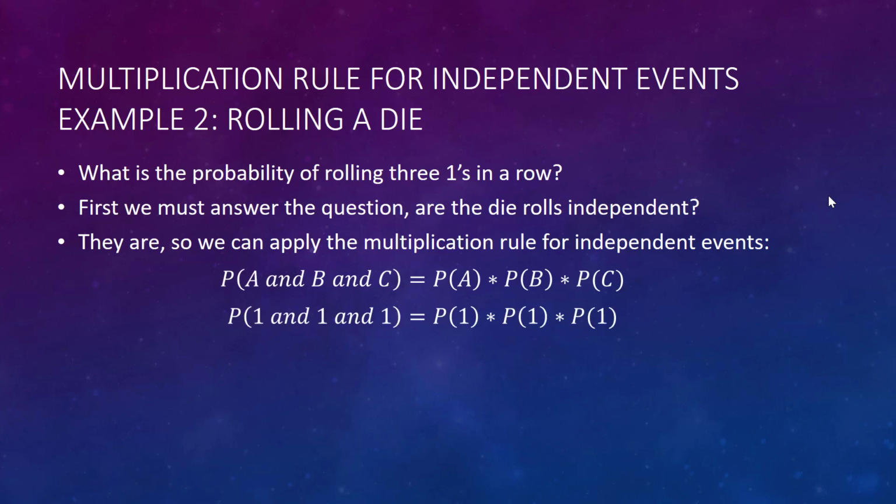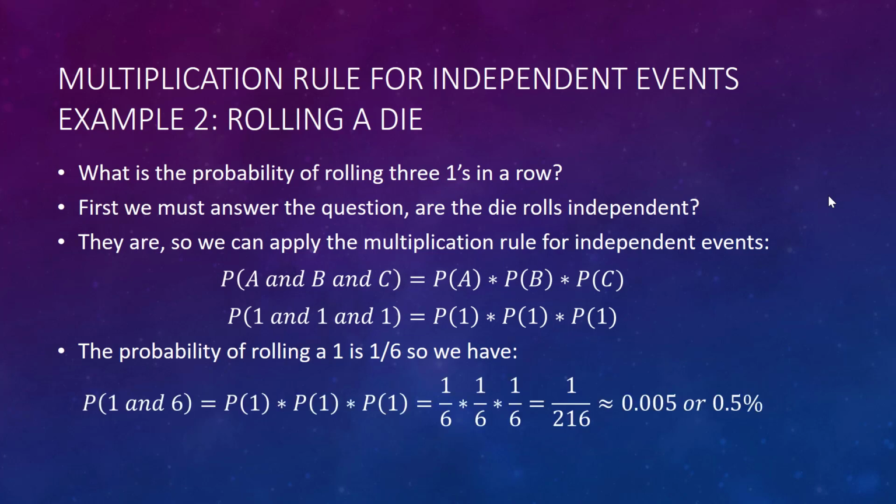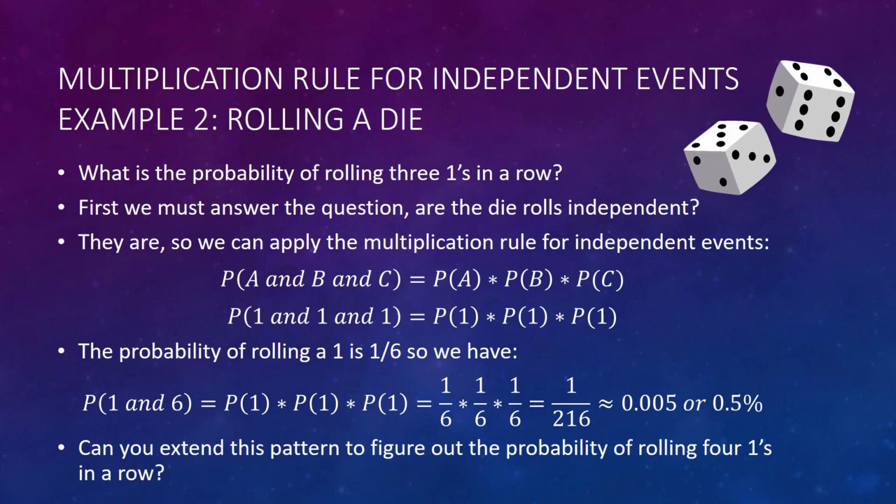Putting that into the context of this problem, we see that the probability of rolling a 1 and then another 1 and then another 1 after that is the probability of rolling a 1 times the probability of rolling a 1 times the probability of rolling a 1. So remember, the probability of rolling a 1 is 1 over 6. So we multiply 1/6 times itself 3 times, and we get 1 over 216, which is 0.005 or 0.5%. Can you extend this pattern to figure out the probability of rolling 4 ones in a row?